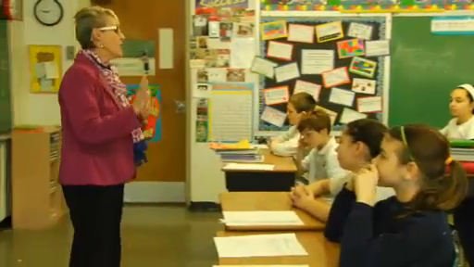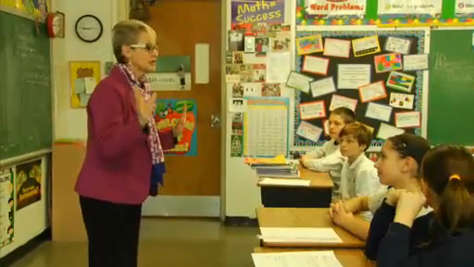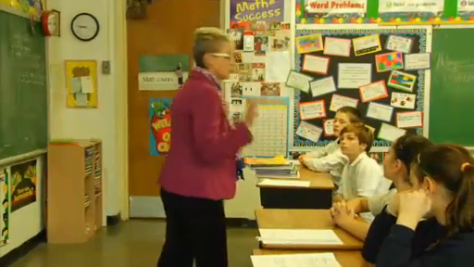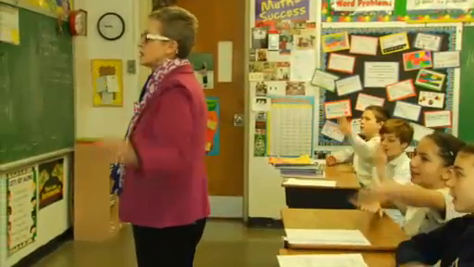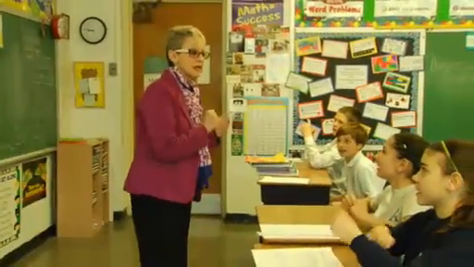Good. Now, where are the negative numbers on the number line? To the left. And where are the positive numbers? To the right. Should we do our number line dance? Yes. Okay, ready and go. Negative to the left, positive to the right.